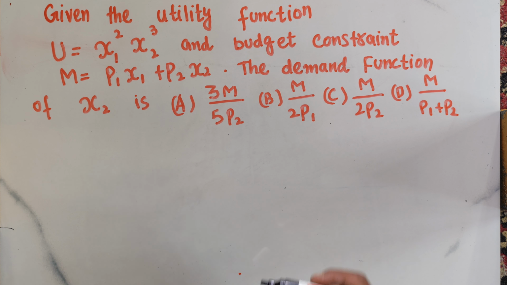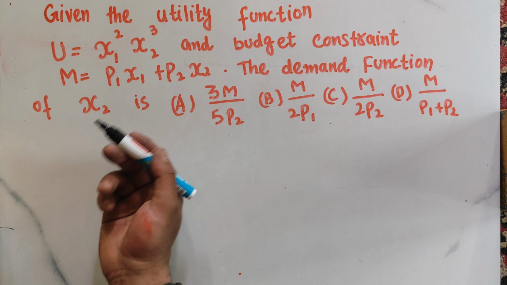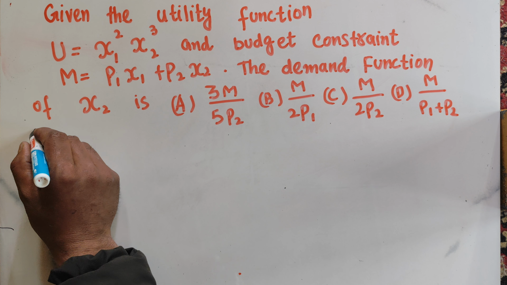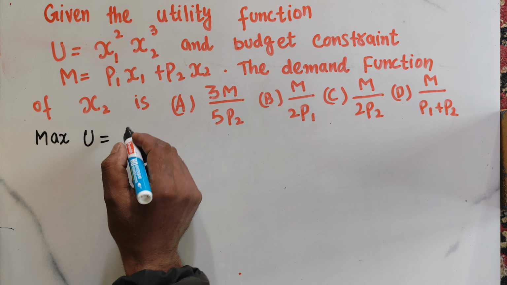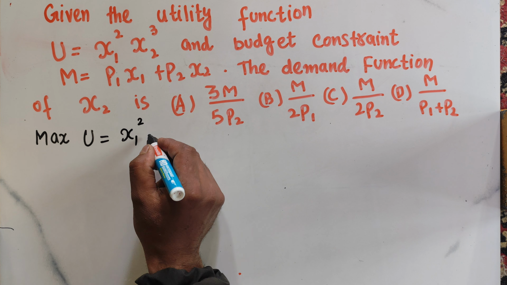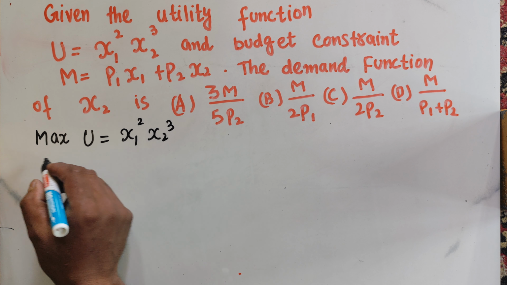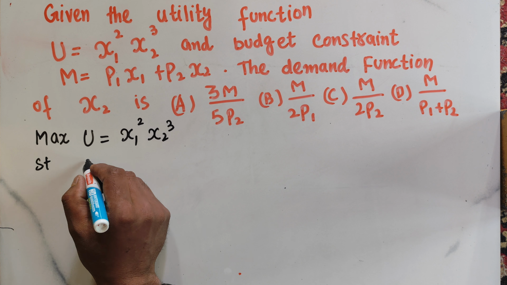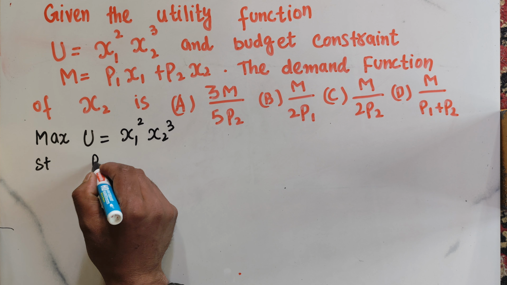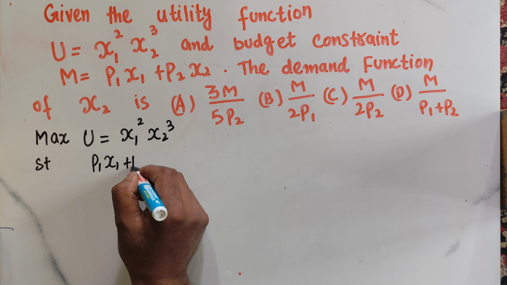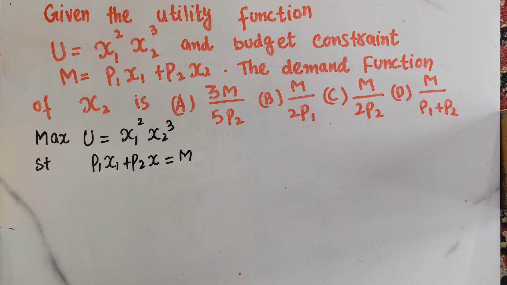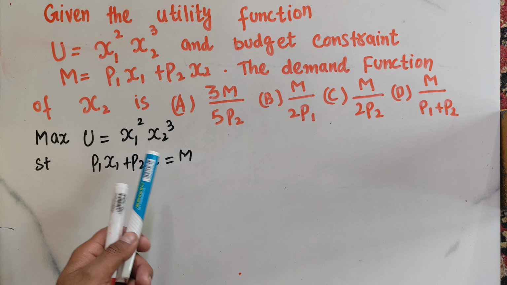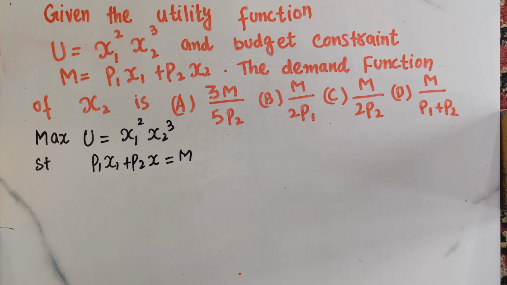So this is a case of utility maximization. Our endeavor is to maximize utility, which is equal to x1 square times x2 cube, subject to the budget constraint he is facing, that is, p1 x1 plus p2 x2 should be equal to the income of the consumer. So the consumer's endeavor is to maximize his utility subject to the budget constraint.